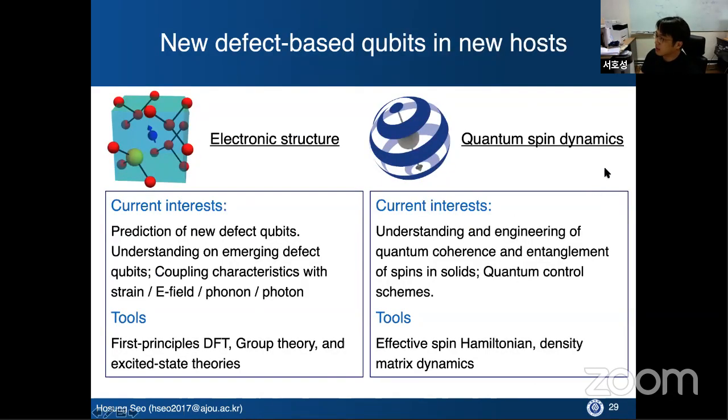Okay, so the next topic, briefly, is quantum spin dynamics. Here we use the density matrix formalism to understand the decoherence process occurring in a qubit system embedded in the solid state environment.